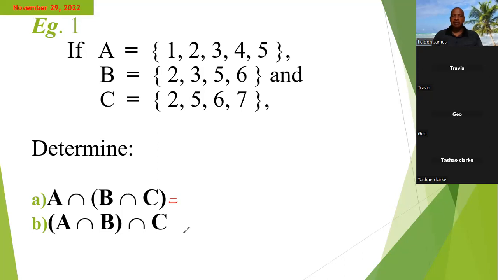All right, so remember we talked about the associative, the commutative, and the distributive law. Do any of these look like any of those laws? And which one? B intersect C. Which of the laws does it remind you of?